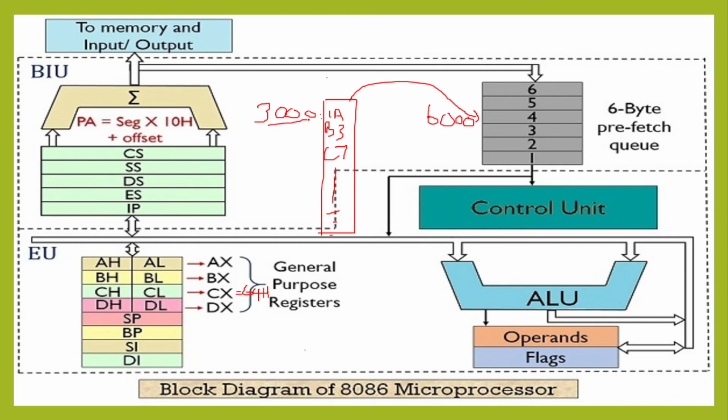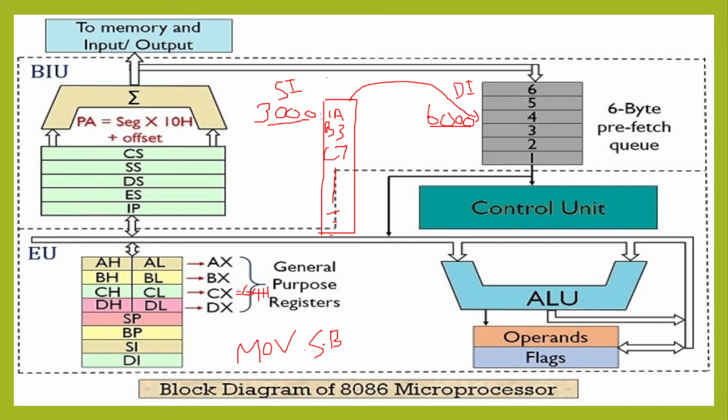See the address and where it will be loaded here. This address is to be loaded into the source index SI. We have two index registers here, source index and destination index. The instruction we'll use here is move string byte, which means the CX is to be loaded with 64, SI with 3000, DI with 6000. I have to load this string byte.